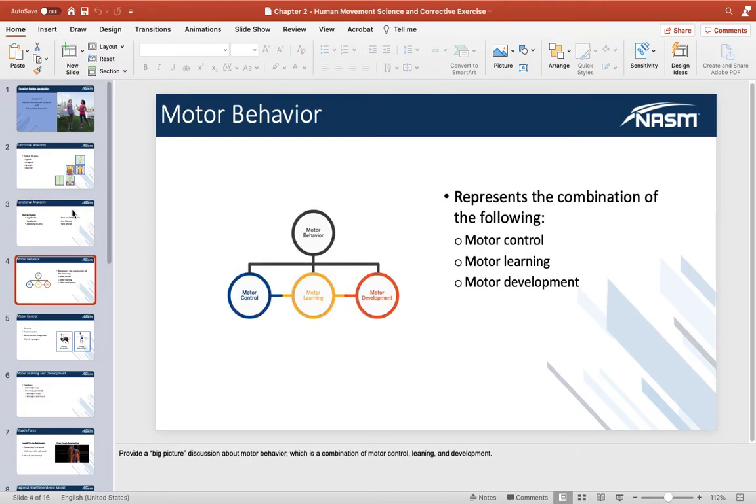So with motor behavior, what are we talking about here? When we talk about motor behavior, this is basically taking the big picture of how we move, and how it's a combination of your motor control, your motor learning, and your motor development. Motor behavior can change over time because we can learn and develop new skills while controlling our system in a synchronized fashion. All right, so let's get down into the motor control component here.